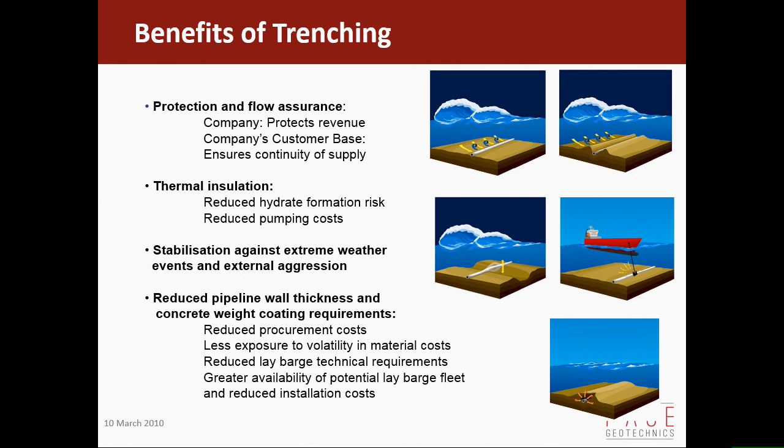Thermal insulation: if the contents is hotter, it's usually easier to pump, so that makes life easier. It reduces the risk of hydrate formation by just simply reducing the pressure you've got to overcome. You can often get a lot more production out of a pipeline.